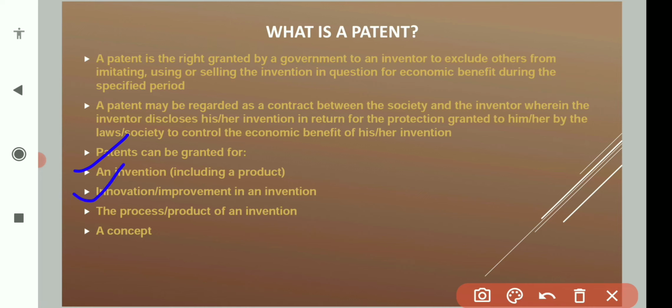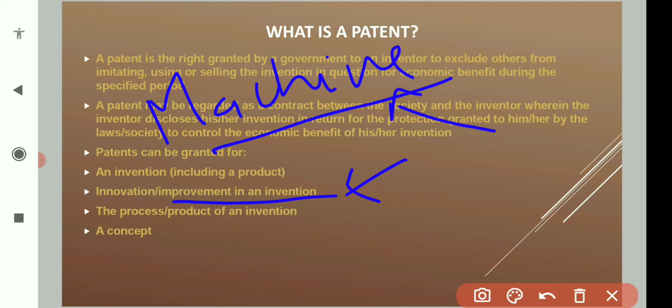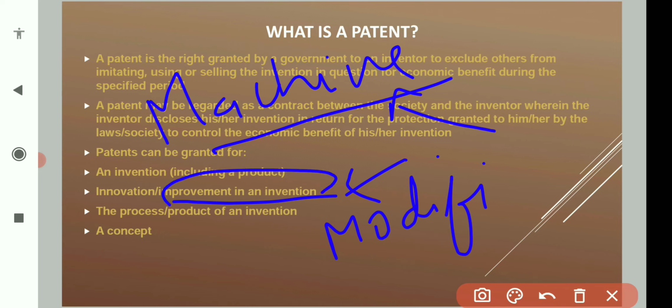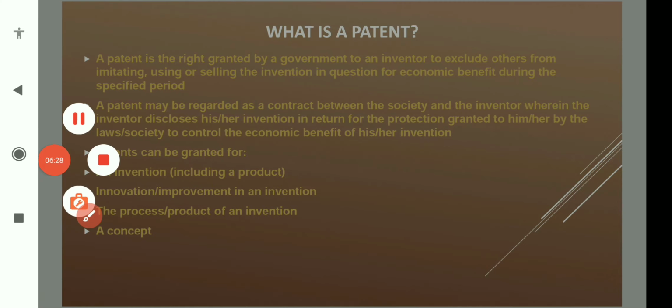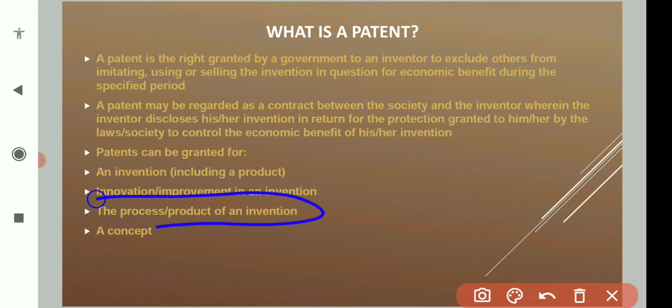An innovation or improvement in an invention means, suppose there is already a machine, but you have seen that this machine has some problem and you have modified it. So this is the modification in the existing machine. This is known as an improvement in an invention. And a patent can be granted for the process or the product of an invention.